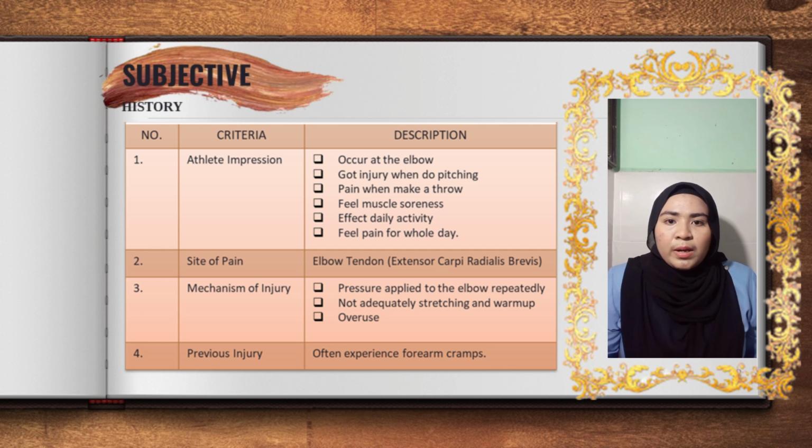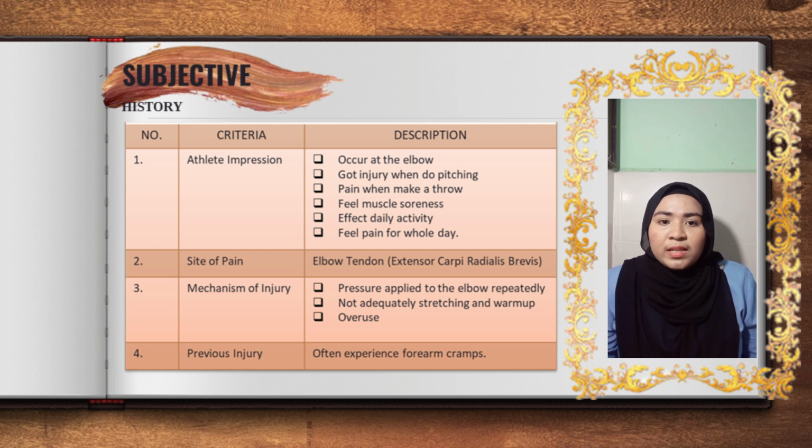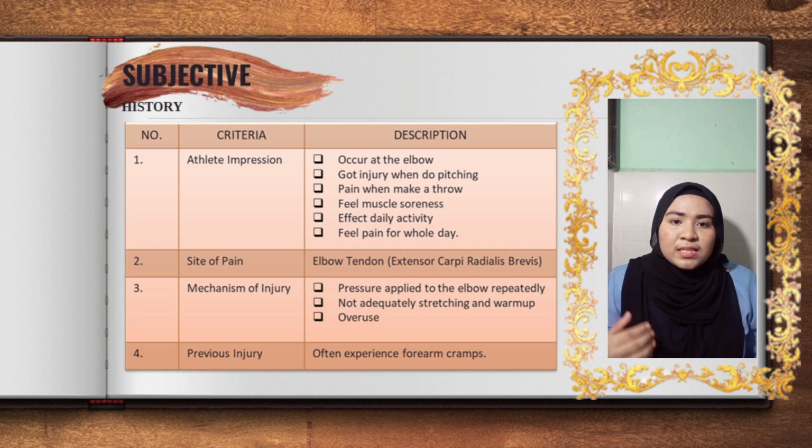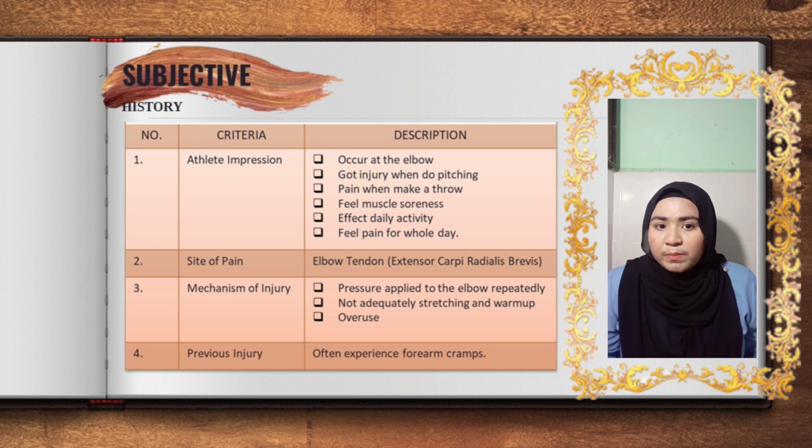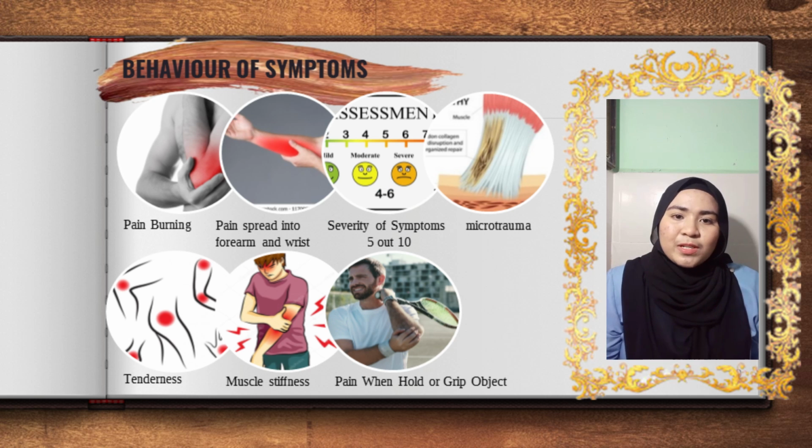Finally, overuse, where the athlete used force on his hand excessively to gain high momentum during the throw. The previous injury the athlete also often experienced is forearm cramps. The athlete said that almost every time he trains or is in a competition, he will tend to get a forearm cramp. Now I will explain to you about the behavior of symptoms, which is a term that must be in the subjective in the SOAP notes.